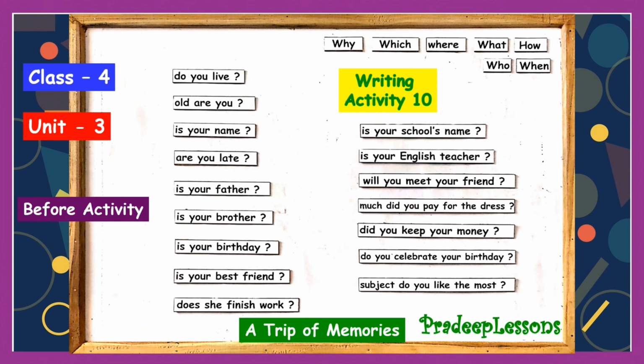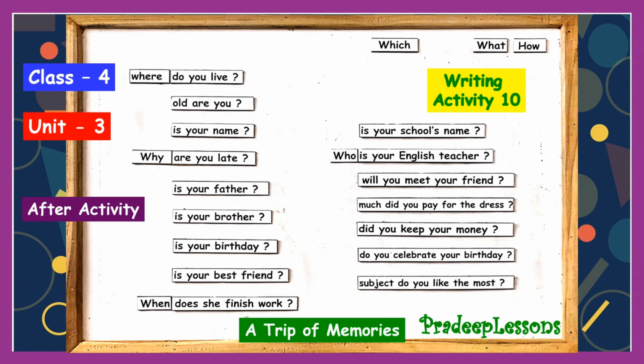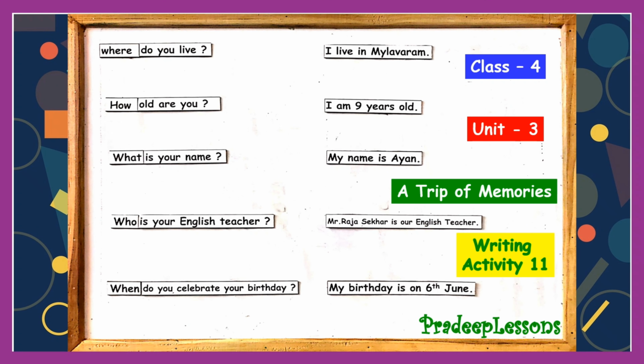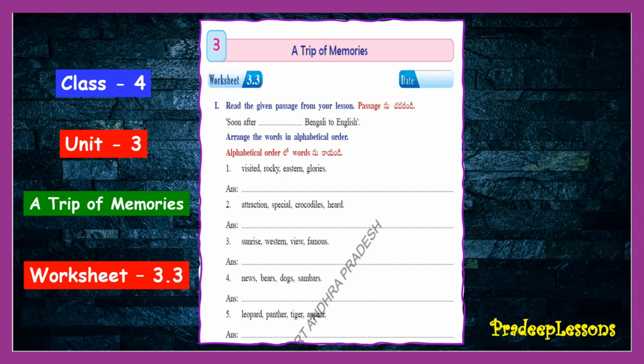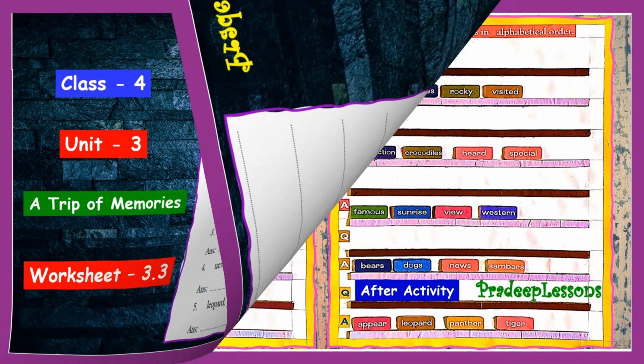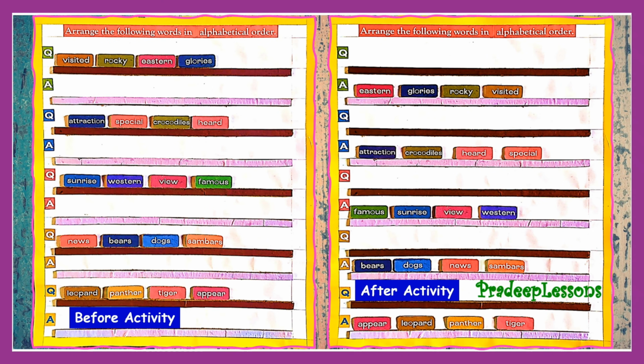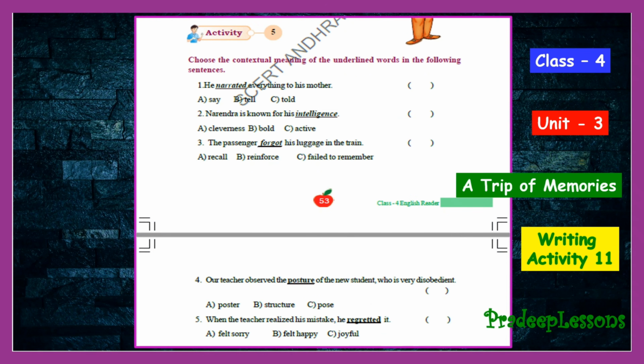Before the activity, the TLM appeared like this. After the activity, another model of WH questions. Next, I prepared an alphabetical words TLM. This TLM is used for alphabetical order. Next, my TLM was synonyms.